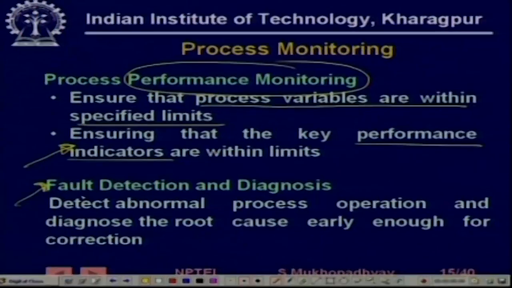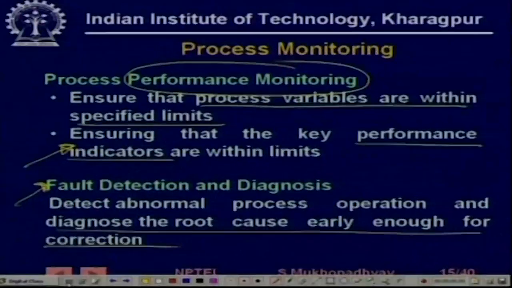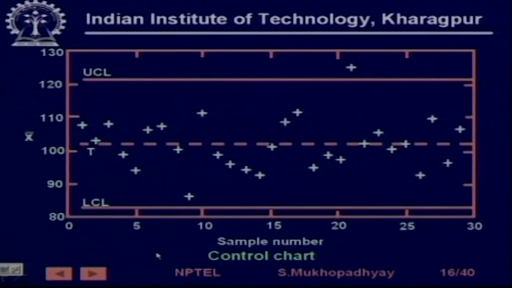Contrasted to that, you have a situation where something goes wrong, something breaks, so there are abnormal process operations, and then you have to diagnose the root cause early enough for correction so that the operation does not get jeopardized. So these are the two kinds of main functionality for process monitoring.